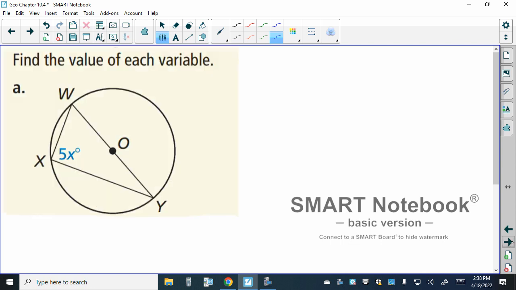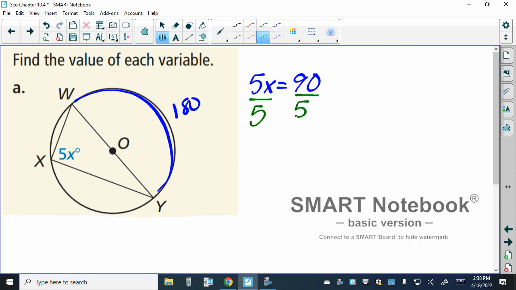Let's look at the next one. What do we know about 5x? It has to be 90, because again, it's half of the inscribed angle. It's half of 180, so it has to be 90. So here we can divide both sides by 5, and x is equal to 18. Questions on this here?